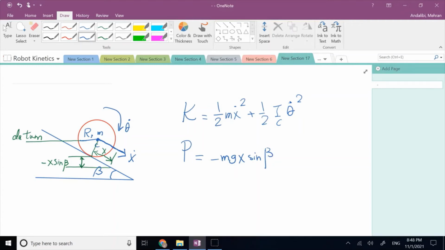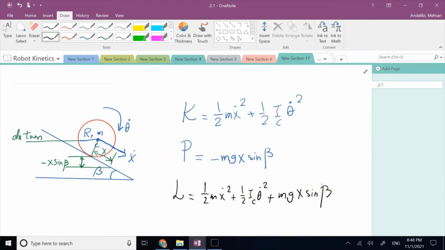And I about the center, if it's a disk, is going to be 1/2 mr squared, or you can just leave it as IC for now. Good. So definitely then your Lagrangian is going to be 1/2 m x dot squared plus 1/2 I about centroid theta dot squared, and then plus, because it's minus the potential, but there is a negative here, so it's going to be plus mgx sine beta.